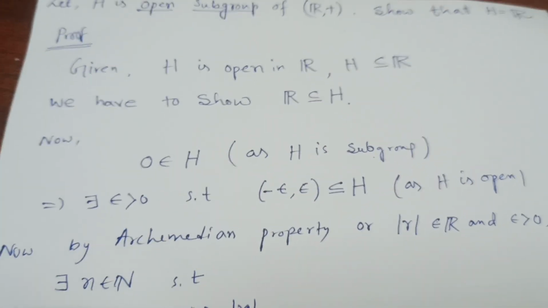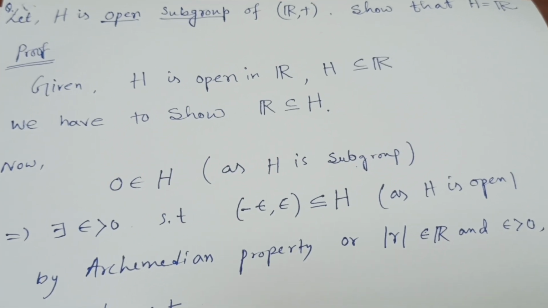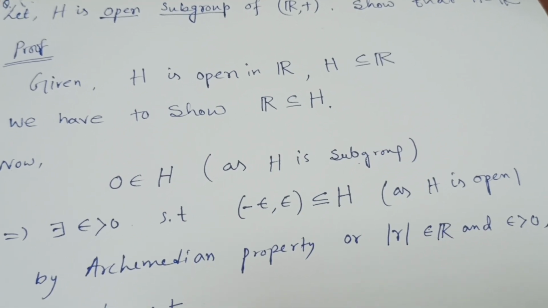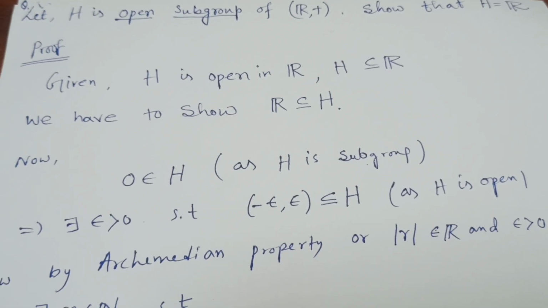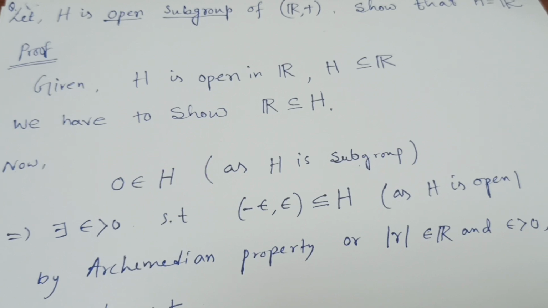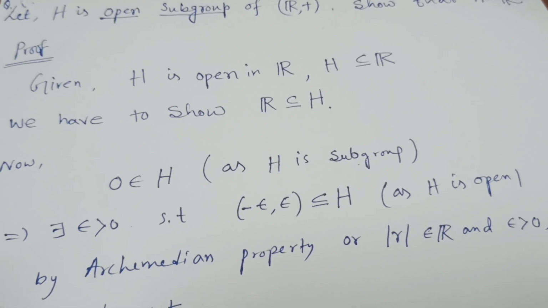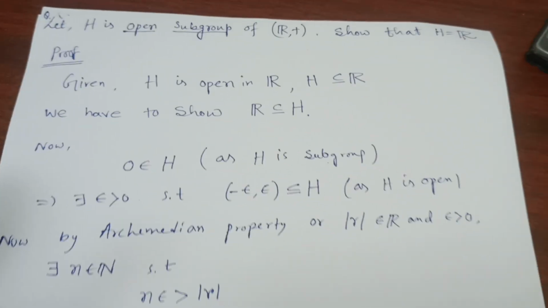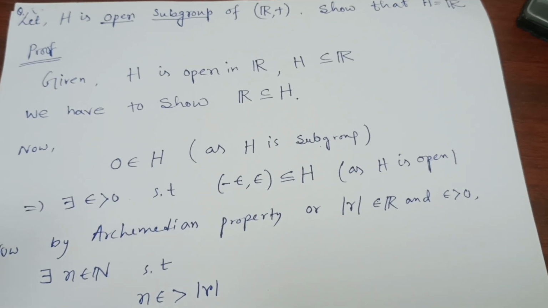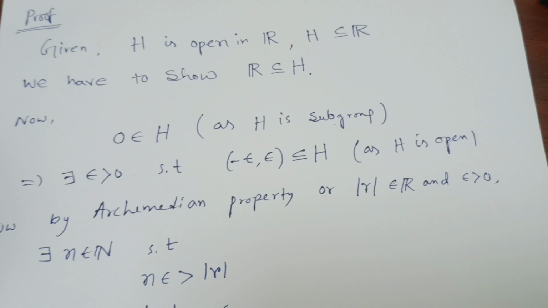That means that there exists some epsilon greater than 0 such that minus epsilon comma epsilon, this open interval, is contained in H. That is coming from the definition of open set. That is, if x is a point in H, then there exists a neighborhood which is also contained in H. Now we will apply the Archimedean property on the mod r, where r belongs to R, and epsilon greater than 0.